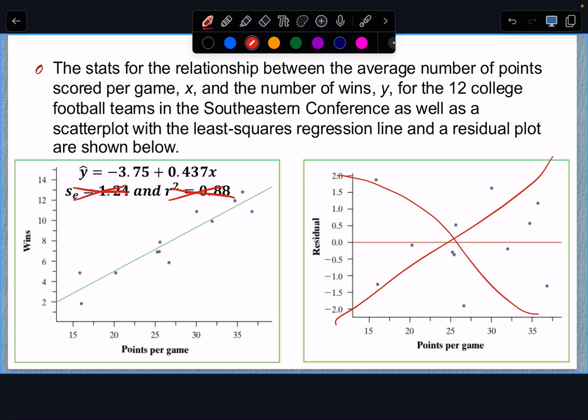But the slope absolutely is applicable here. So what they're saying is with that slope of 0.437, it says for each additional point that a team scores per game, they can expect, or we would predict, that they would win 0.437 more games. So each additional point you score, the number of wins you have increases by 0.437 games. So when we interpret that slope, what we're always looking at is when x changes by this amount, what happens to y?